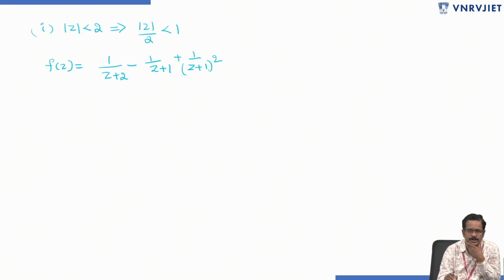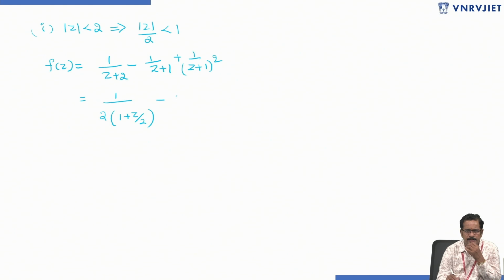Now we have to reduce in terms of z by 2. So for that, here 1 by 2 into 1 plus z by 2 minus... here z by 2 less than 1 means mod z less than 2.